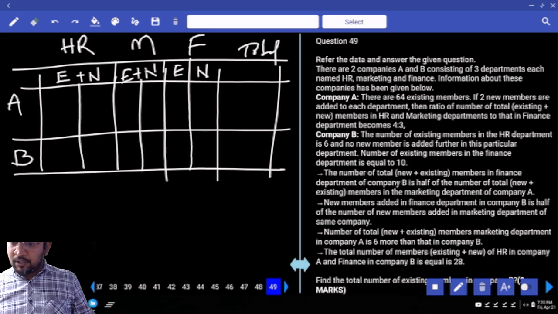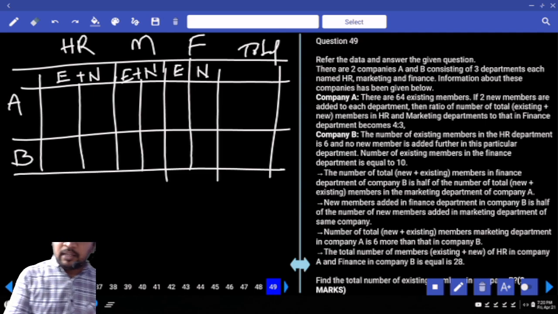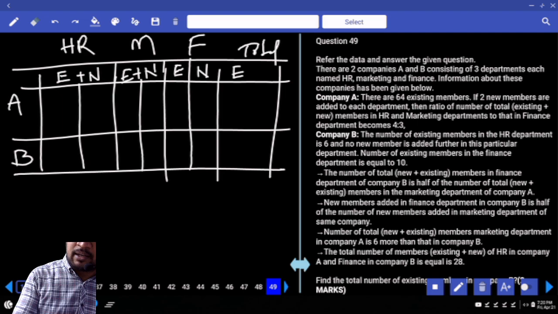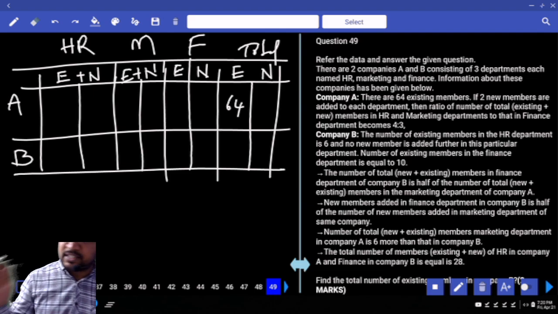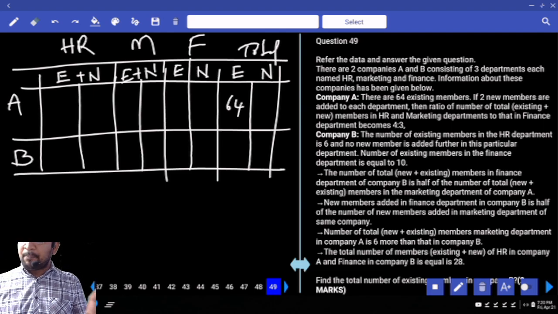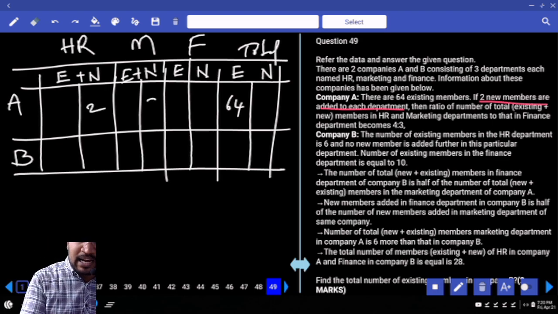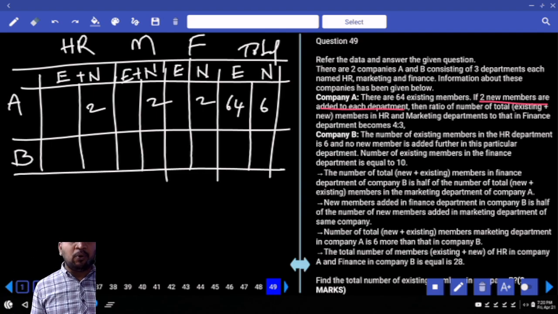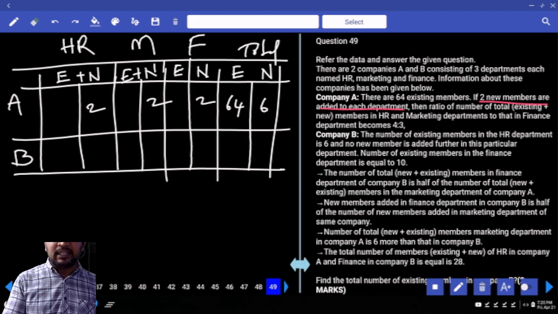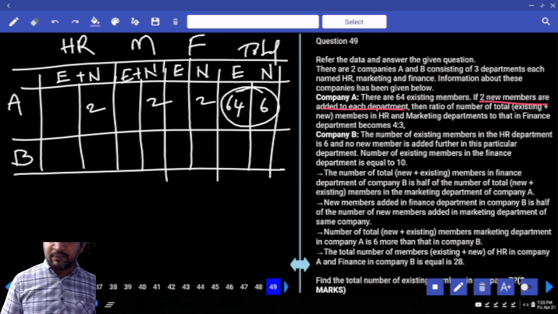Now see here. Read the first statement. There are 64 existing members in company A. If 2 members are added in each department, the total new added is 6. Total it is then 70.